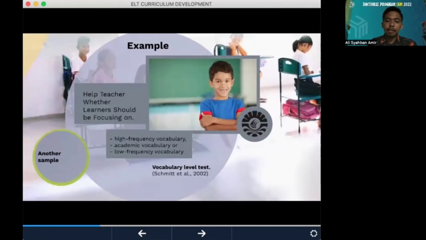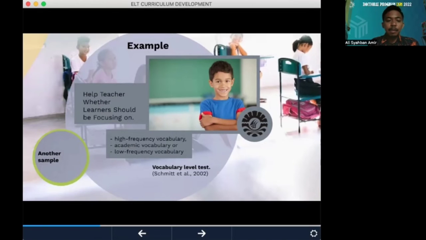So about a sample of a diagnostic assessment, it is like the vocabulary level test from Smith in 2002. It helps teachers decide whether learners should be focusing on high frequency vocabulary, academic vocabulary, or low frequency vocabulary.